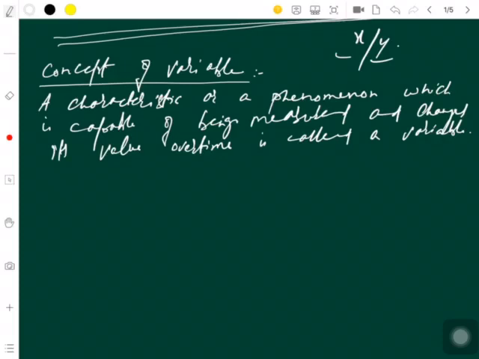This variable may be of different types. It may be a discrete variable. Okay, what is a discrete variable? A discrete variable or discrete variables are those variables that increase in jumps or in complete numbers. So that means no fraction is possible over there.